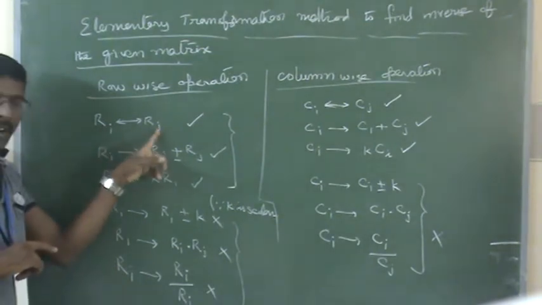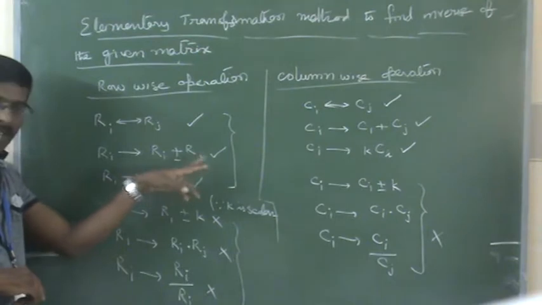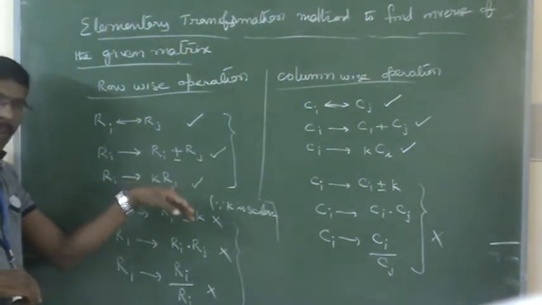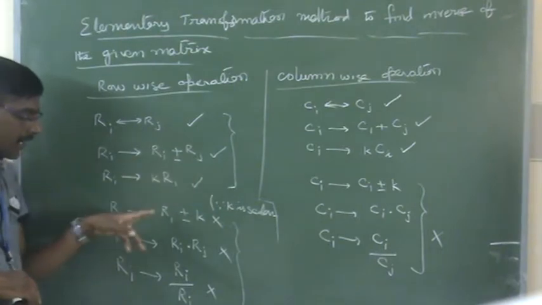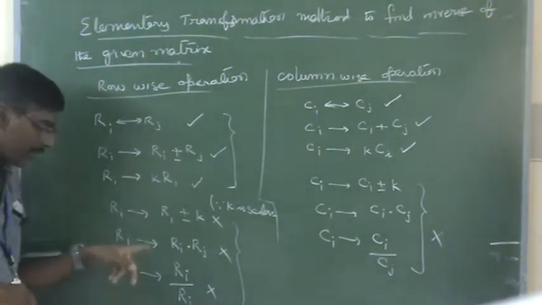Ri interchanges to Rj exists. Ri tends to Ri plus or minus Rj exists. Ri tends to some constant into Ri exists. These three exist. What are the three elementary transformations that do not exist?